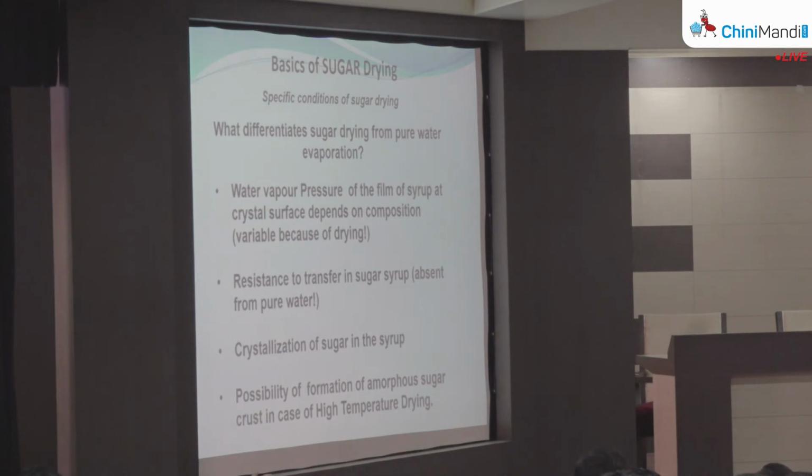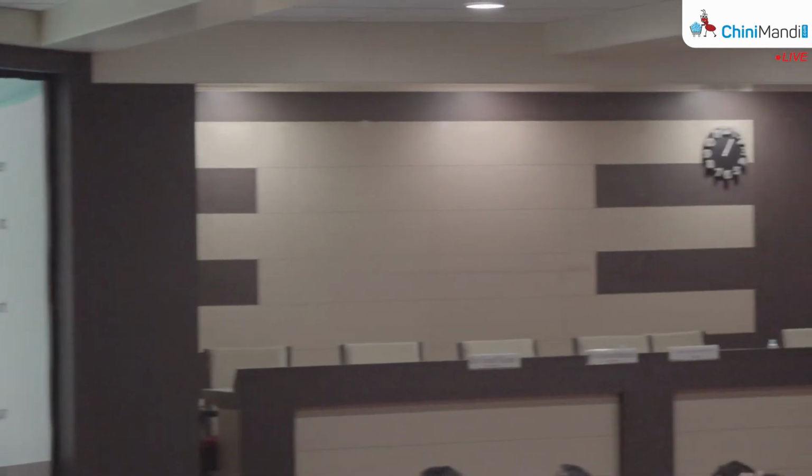So what differentiates the sugar drying from the water evaporation? Water vapor pressure of the film of syrup is different from water itself. Of course, there is a resistance to transfer in sugar syrup, which is absent from pure water. Crystallization of sugar in the syrup doesn't exist in water, and the possibility of forming these amorphous layers.